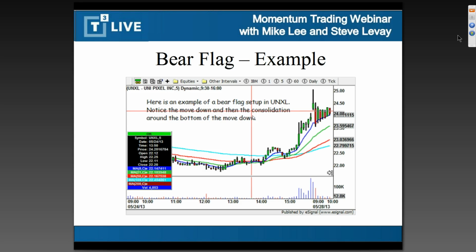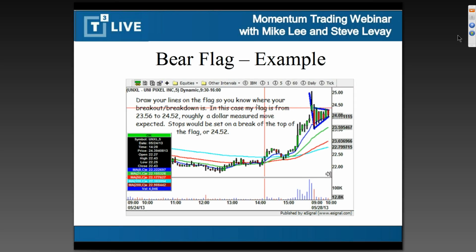Notice the move down and consolidating around the bottom of the move down. As you can see here, you draw your lines on the flag so you know where your breakout and breakdown is. I know that if it gets above this level, I'm getting out of my short. If it breaks this level, I'm going to add to my short. In this case, my flag's 23.56 to 24.52, roughly a $1 measured move. Stops would be set at the top of the flag, right about here, 24.52.